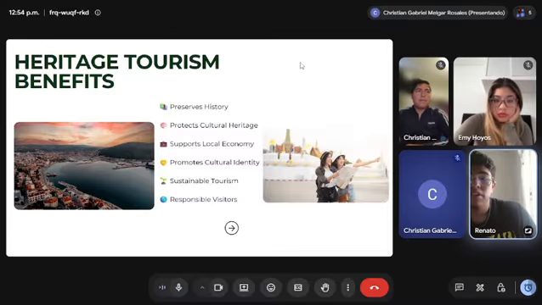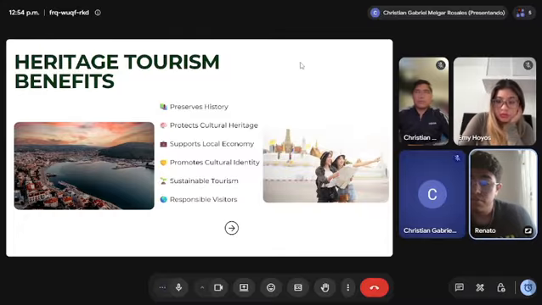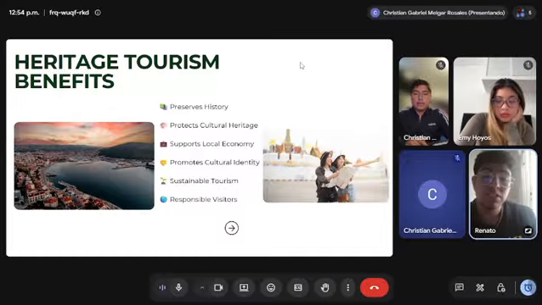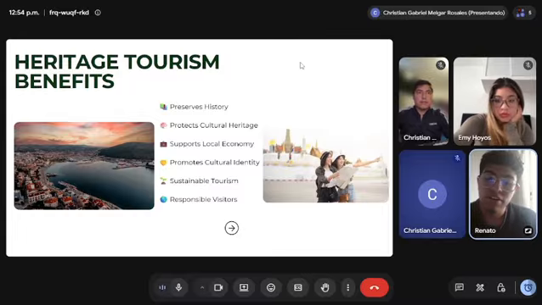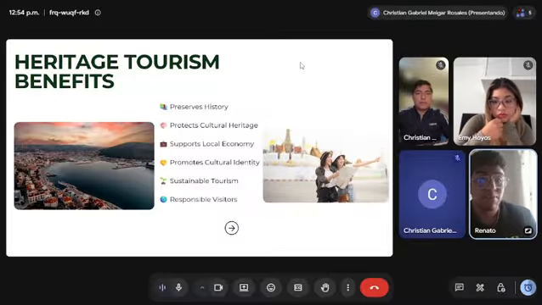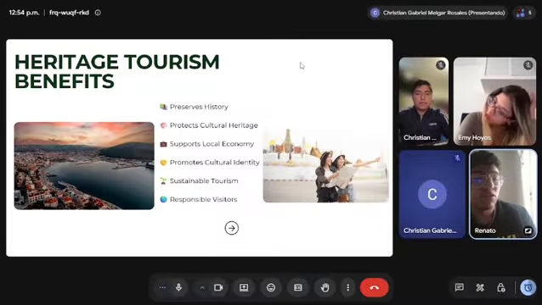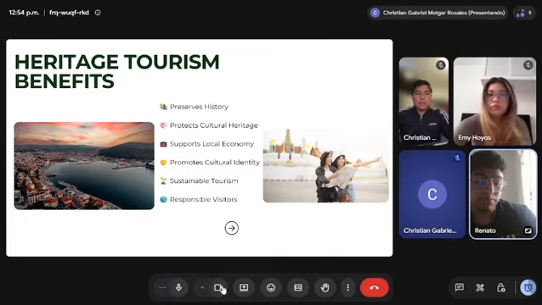Okay, now we're going to talk about heritage tourism benefits. Well, first, heritage tourism plays a fundamental role in preserving historical monuments, traditions, and cultural identity. It also contributes to local economic development by attracting visitors and supporting nearby businesses. Responsible tourism also encourages people to appreciate and protect cultural heritage for future generations.